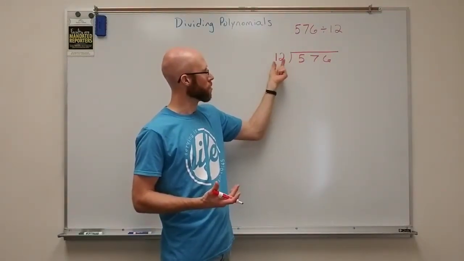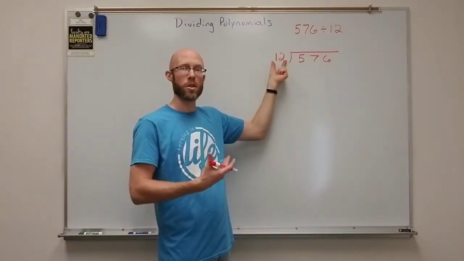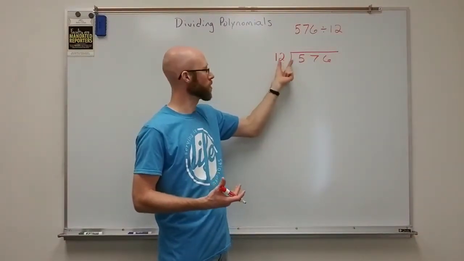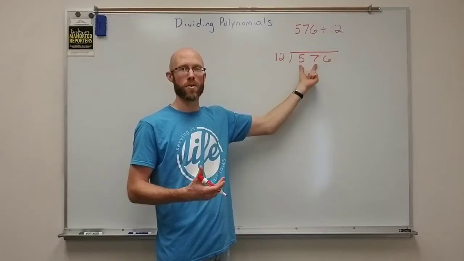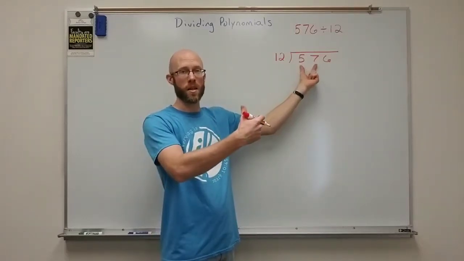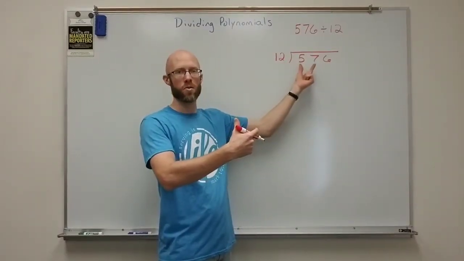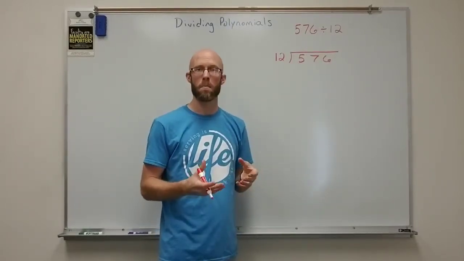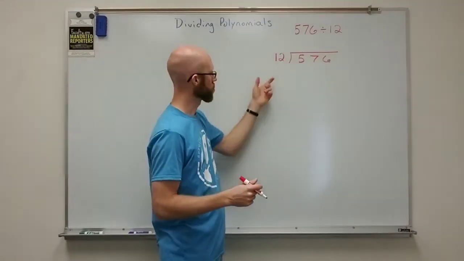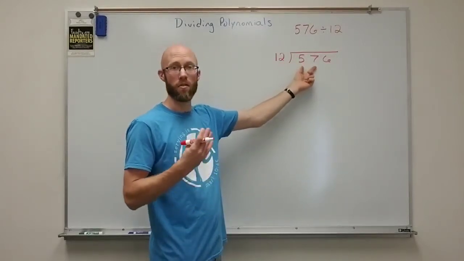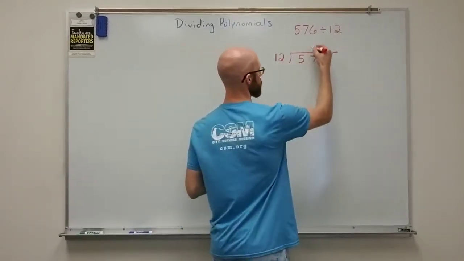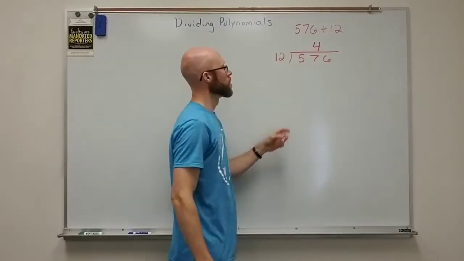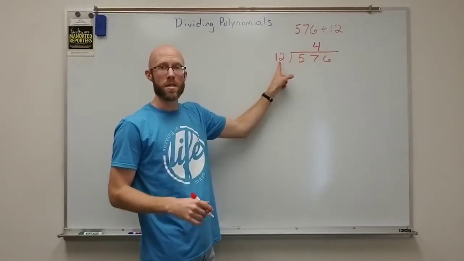But I know 5 times 12 is going to be too much, right? 12 doesn't go into 57 5 times because 5 times 12 is 60. So it's going to be 1 less. The 1 into the 5 gets us a rough idea, but it's not always exact. And so here, 12 goes into 57 4 times. It's 1 less than what I was thinking.